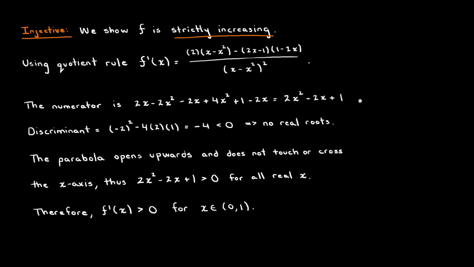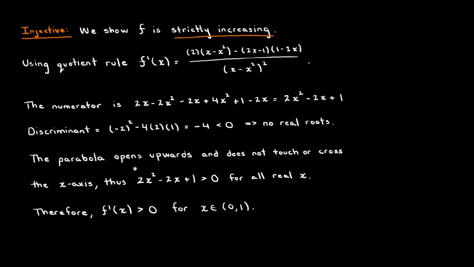There's many ways you can do this. You can, for example, write this in vertex form. But the way I did it here is by finding the discriminant. So the discriminant tells us how many real roots a quadratic has. So in this case, the discriminant, which is b squared minus 4ac, happens to be negative. This indicates that there are no real roots. Also, this parabola has a positive coefficient, which means that it opens upwards.